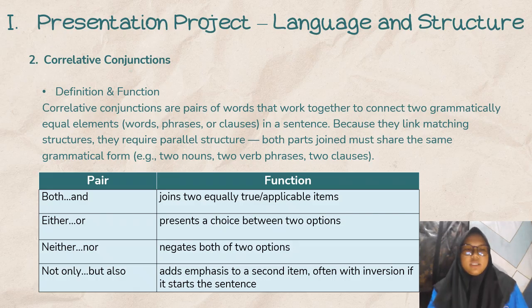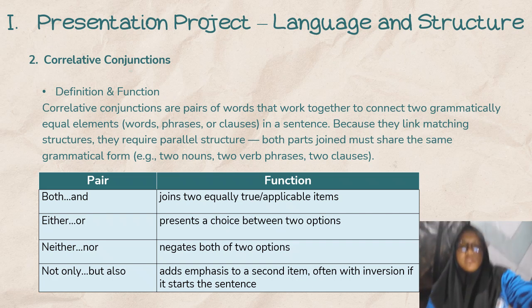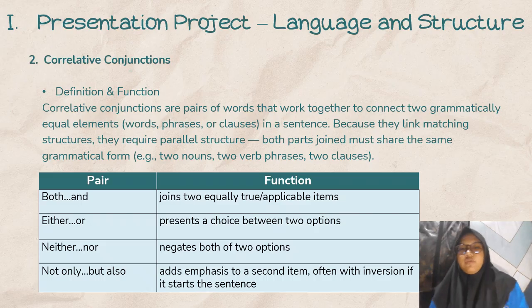So the pair is "both...and". The function is it joins two equally true or applicable items. "Either...or" presents a choice between two options. "Neither...nor" negates both of two options. "Not only...but also" adds emphasis to a second item, often with inversion if it starts the sentence.